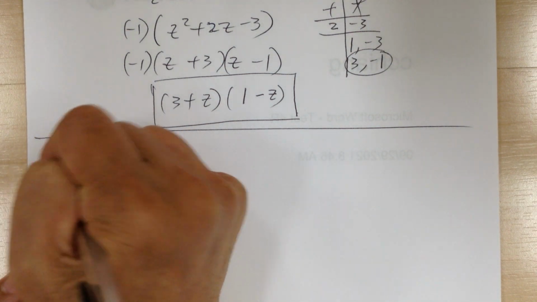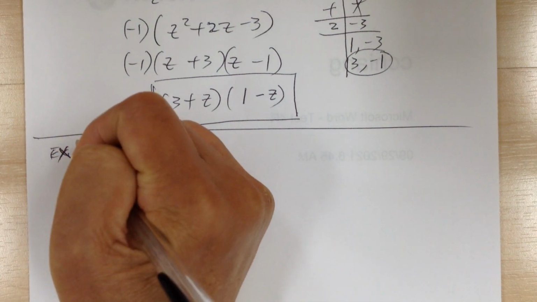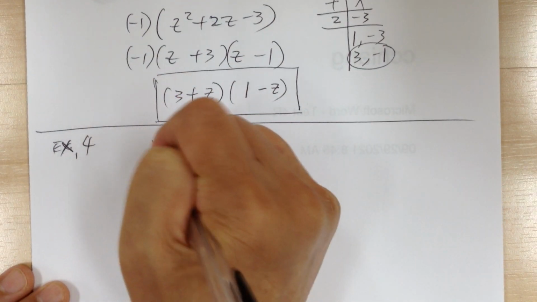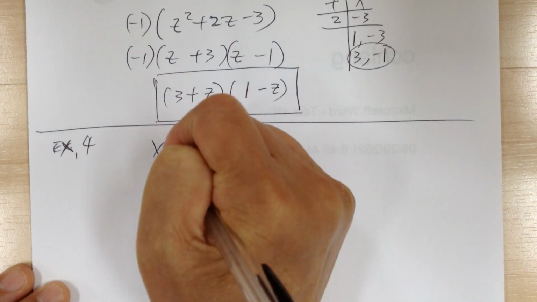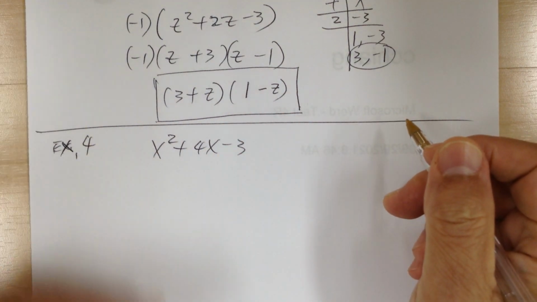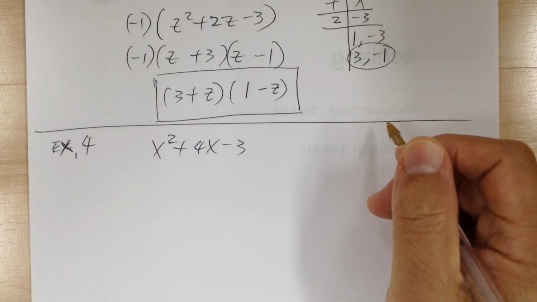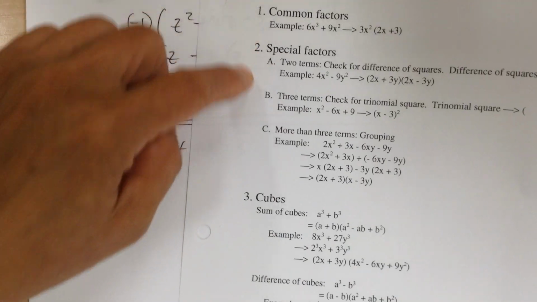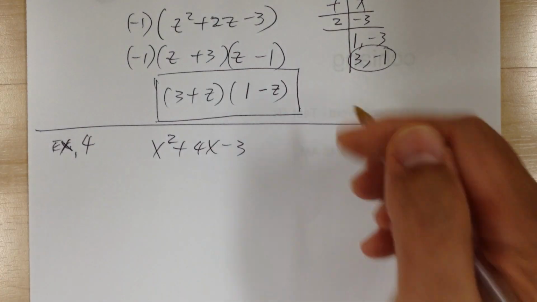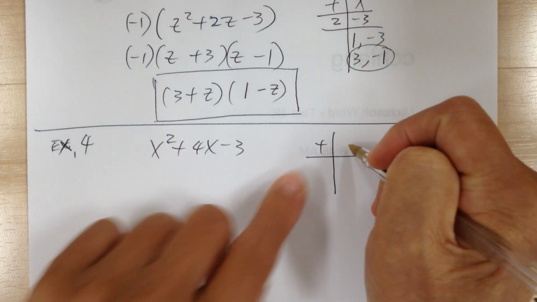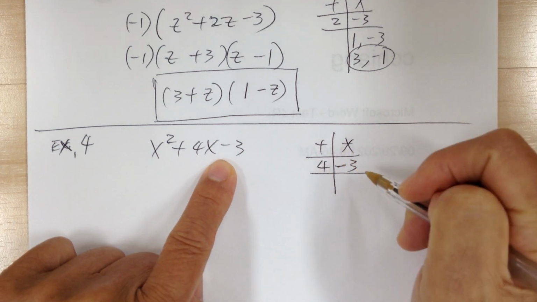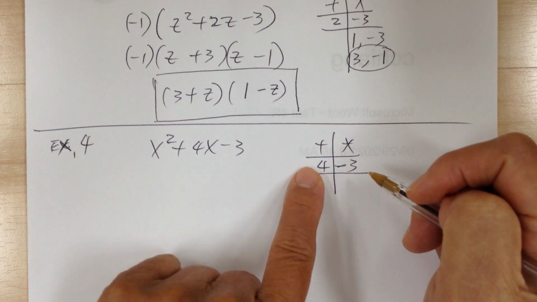Okay, example 4. You want to factor x squared plus 4x minus 3. Okay, so you can go to step 1, step 2, step 3, step 4, right? So you can make sure every time you go through the steps, okay? And there would be no common factor or special form, so it would be step 4, okay? So you have to add, multiply, right? Okay, so 4, -3, okay? So again, you have to multiply to get that, you have to add to get that.